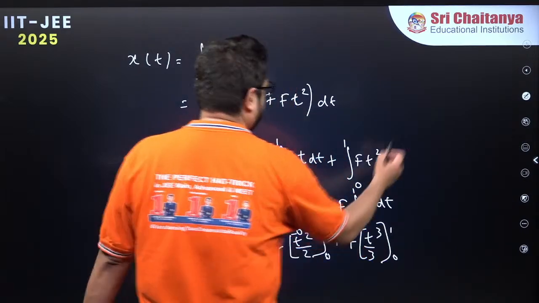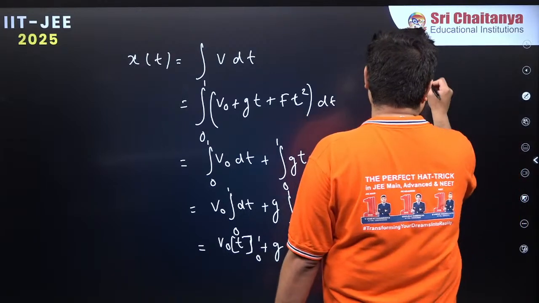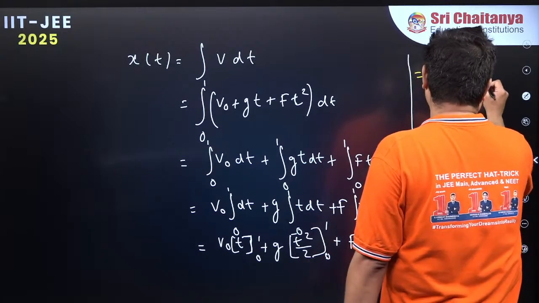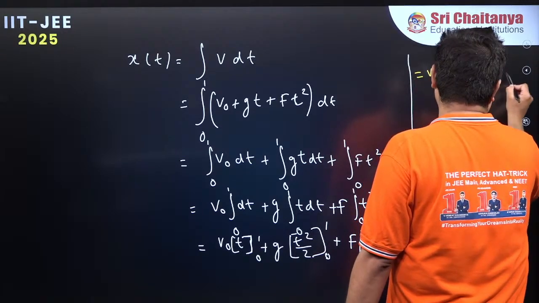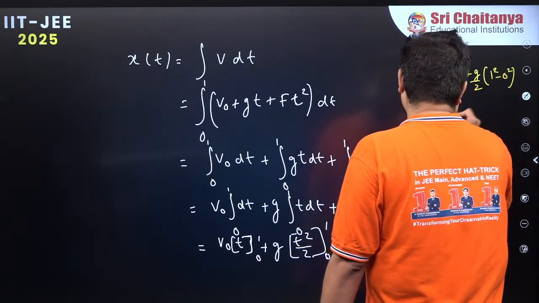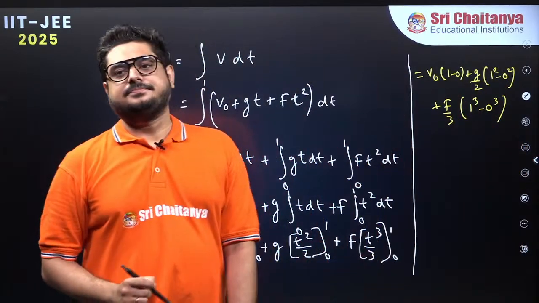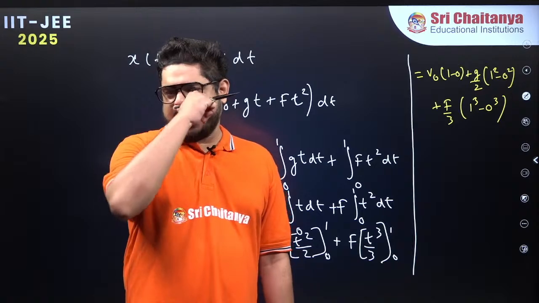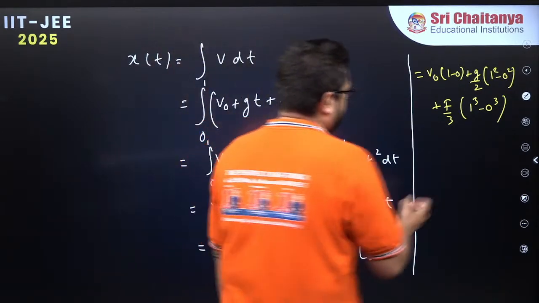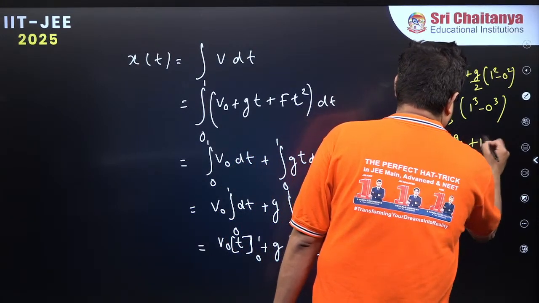So let's try to put the limits over here. चलिए limits put कर देते हैं. क्या आ जाएगा? What I will be getting? So that is v naught 1 minus 0, right? Plus g by 2 1 square minus 0 square, right? Isn't it? Plus f by 3 1 cube minus 0 cube. Okay? Isn't it? So that is v naught plus g by 2 plus f by 3.